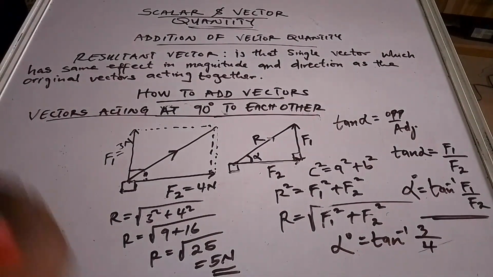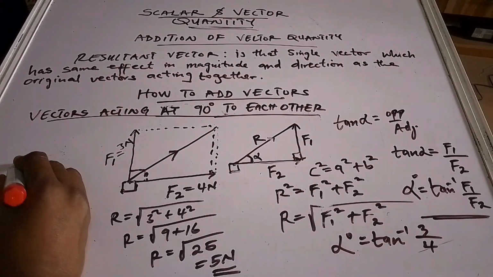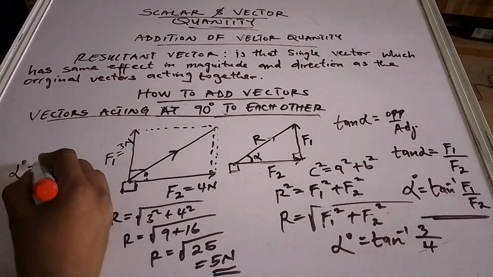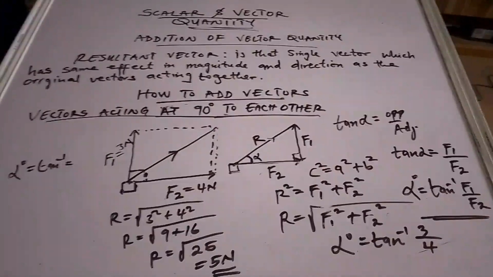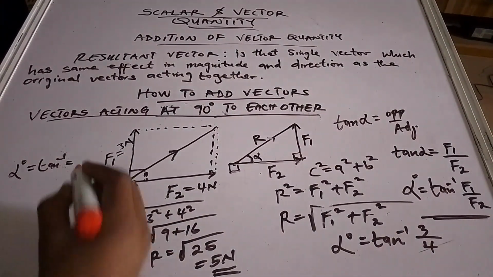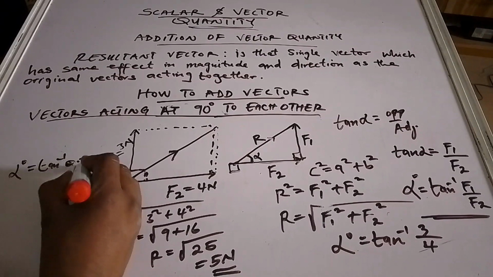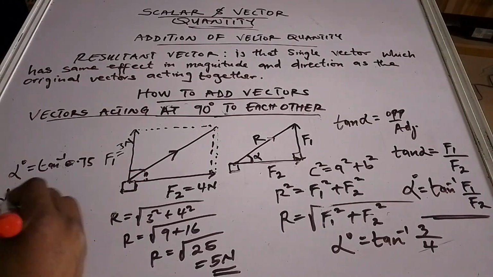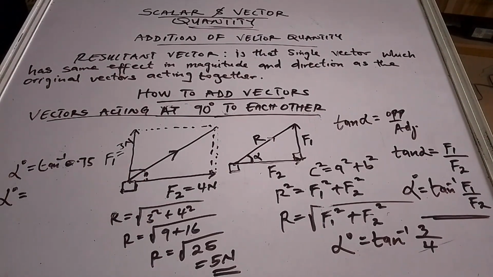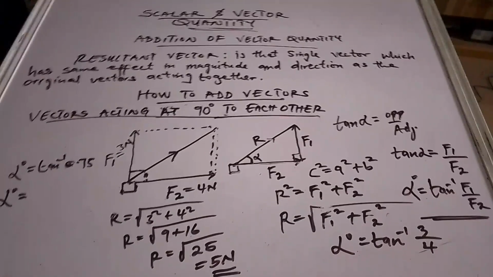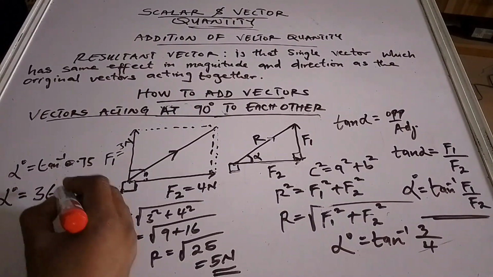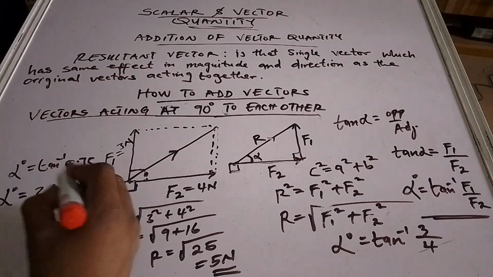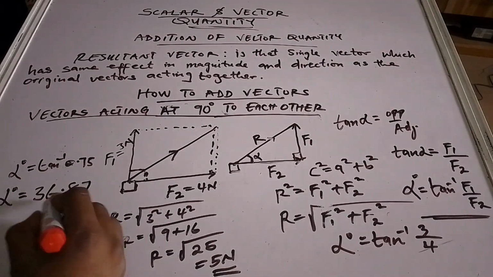So let me do it somewhere at this side so you can see the board clearly. Our alpha in degrees is going to be tan inverse of 3 over 4. So 3 over 4 is 0.75. So our alpha in degrees is going to be tan inverse of 0.75. It's going to give us 36.87 degrees.